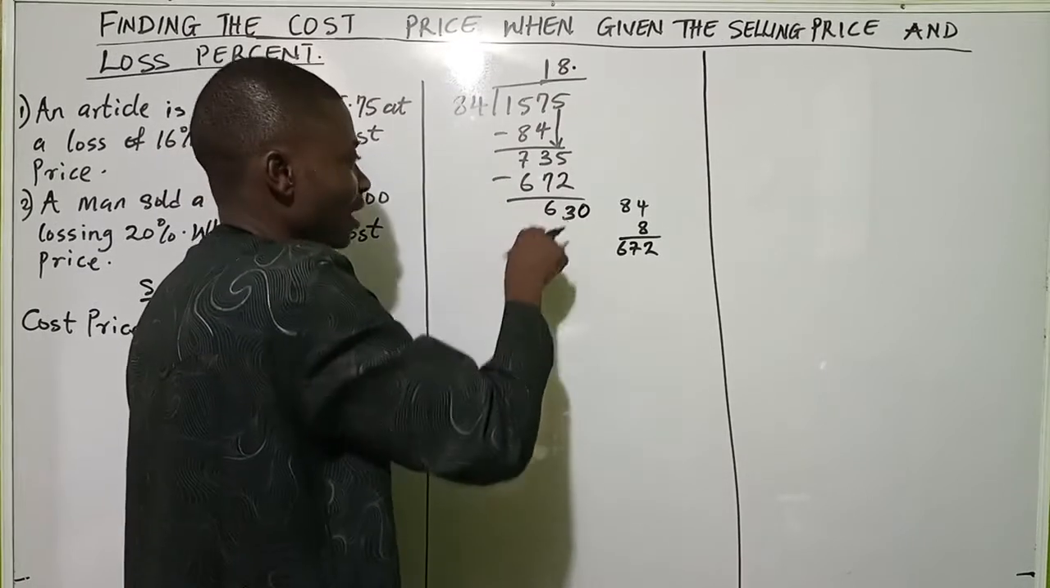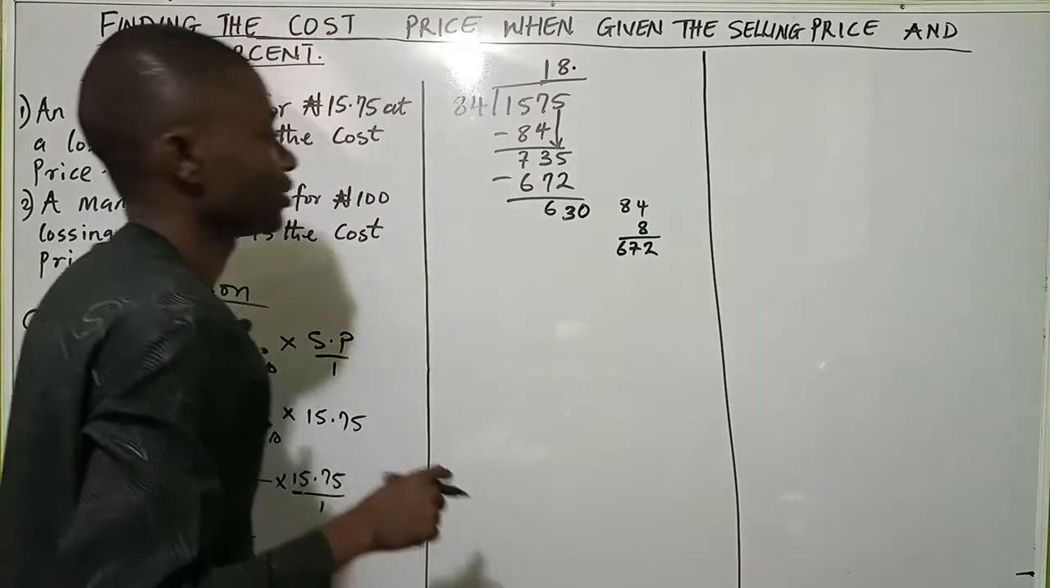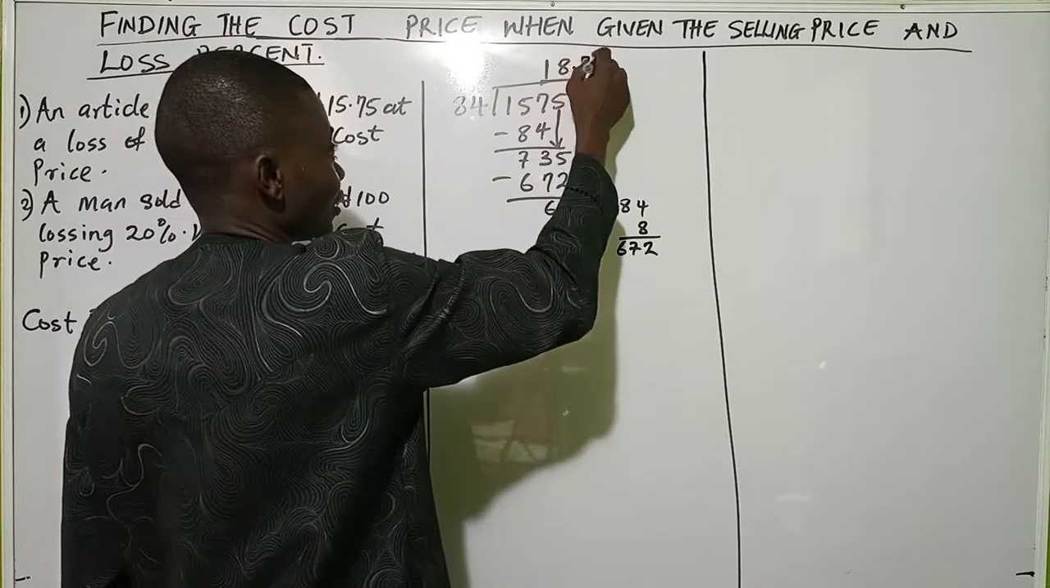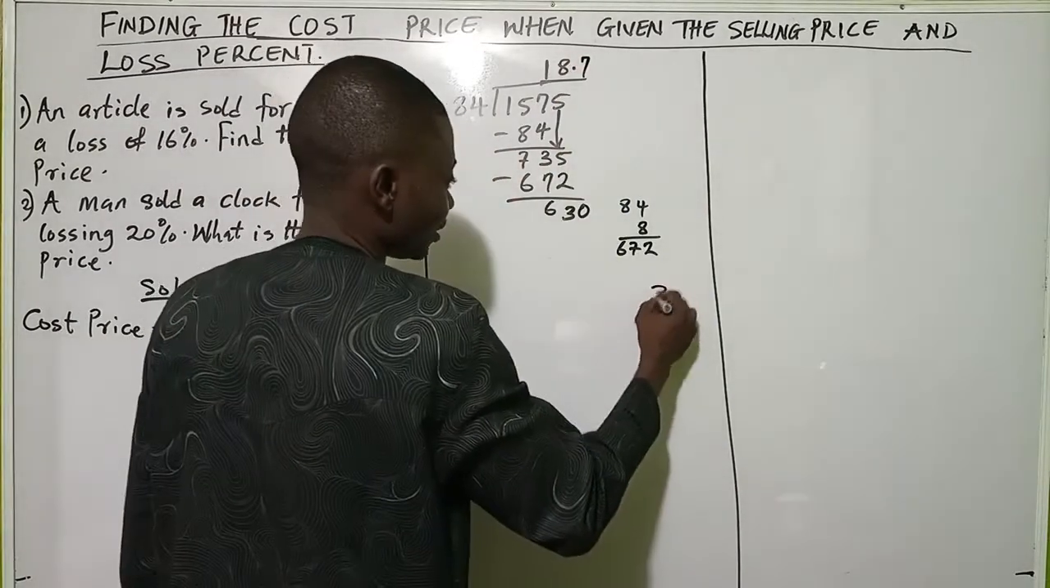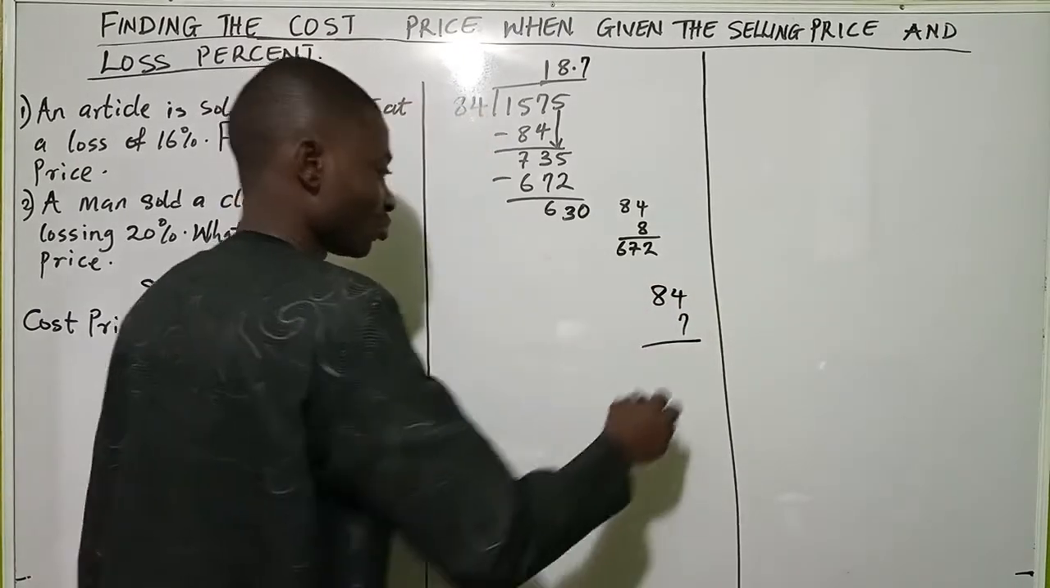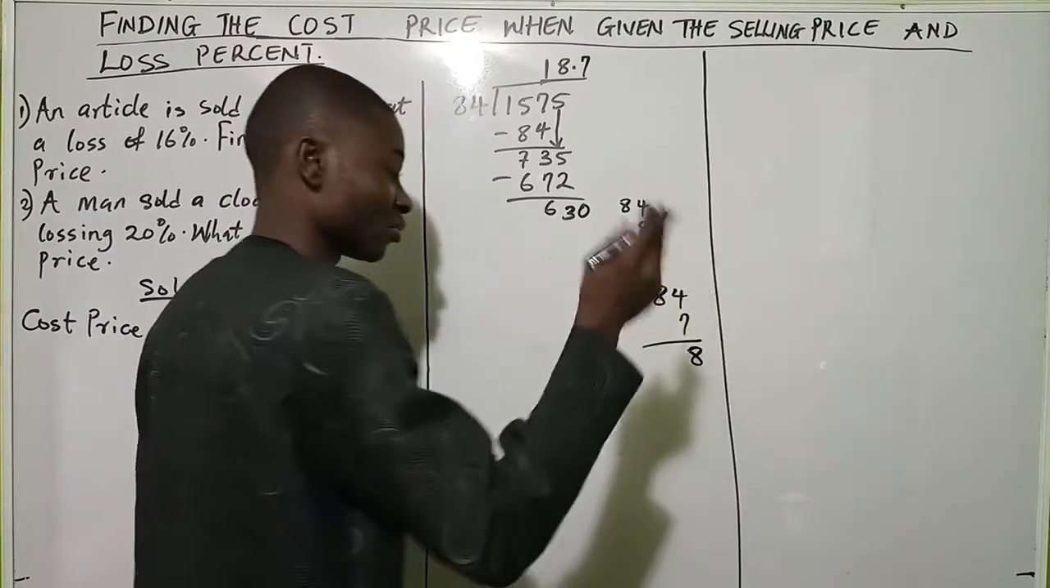How many 84 do we have in 630? It's actually 7. You can check it out. 7 times 84. Let's do it here. 84 times 7. 7 times 4 is 28. We write down 8. Carry 2.